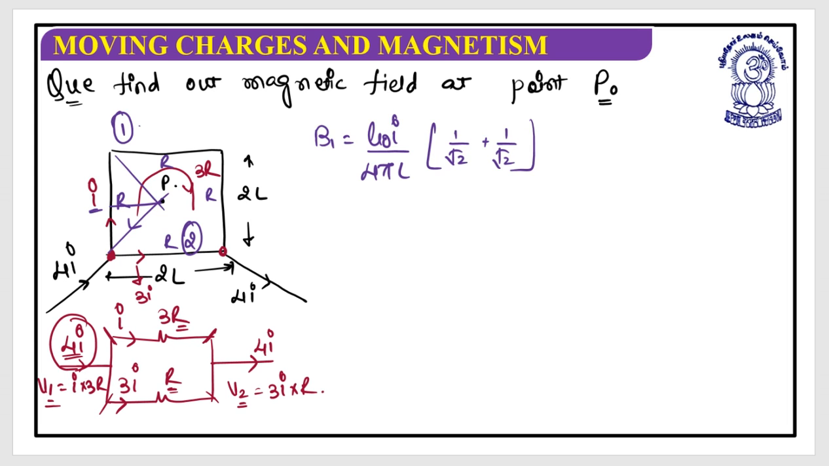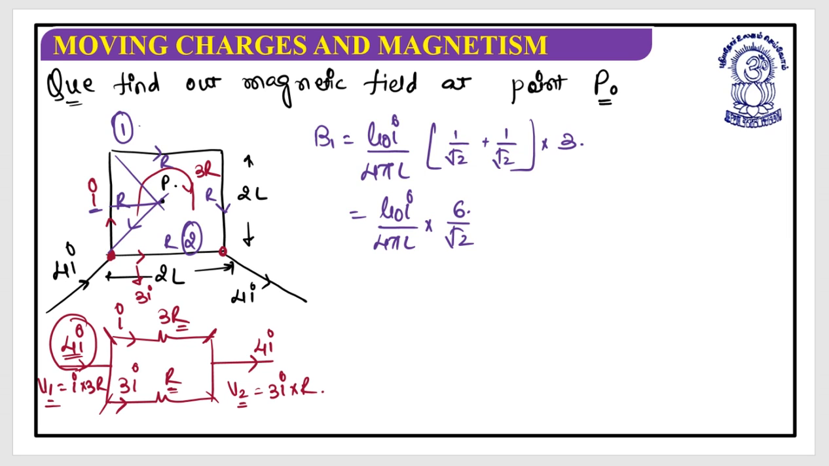So for these three wires, that should be multiplied by 3. So this is equal to mu naught I by 4 pi L multiplied by 1 by root 2 plus 1 by root 2. It's 2 by root 2, and 2 threes are 6 by root 2. Keep it as it is.